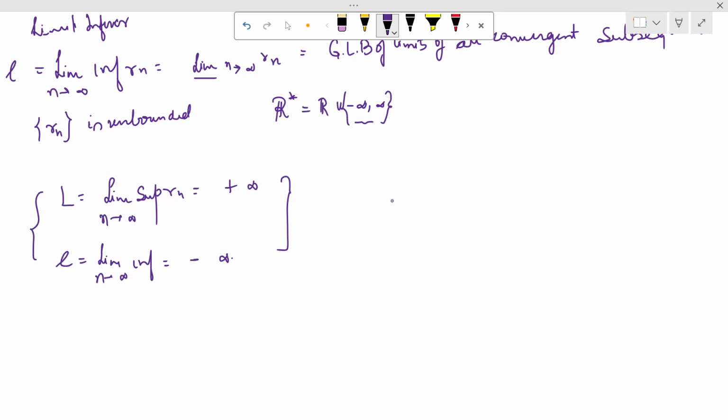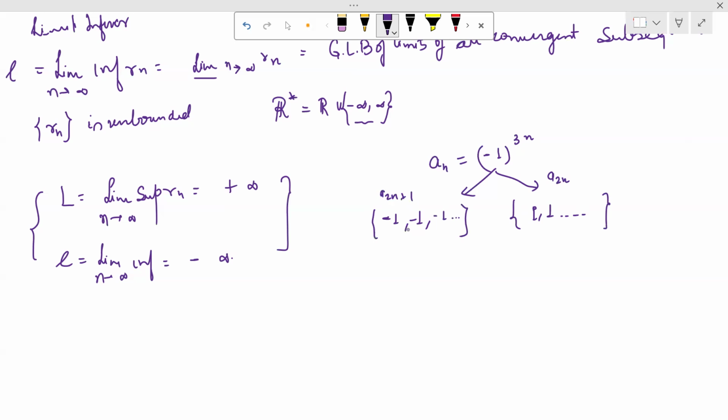Okay. So let us take one example, so that you can understand. Let us say a_n is equal to (-1)^(3n). As you are aware, it will have two subsequences. If I take n equal to 1, it will be equal to minus 1. If I take n equal to 2, it will be equal to 1. If I take n equal to 3, this will be minus 1. If I take n equal to 4, it will be 1. So if I'm considering the even terms, this will become a constant sequence 1, 1, 1. And if I take odd, then it will become another constant sequence, which is minus 1, minus 1, minus 1. So it has two subsequences, one tending towards minus 1 and one tending towards plus 1.